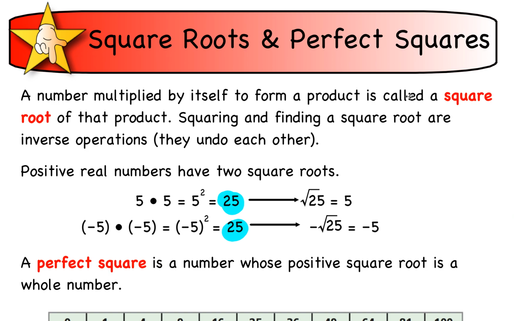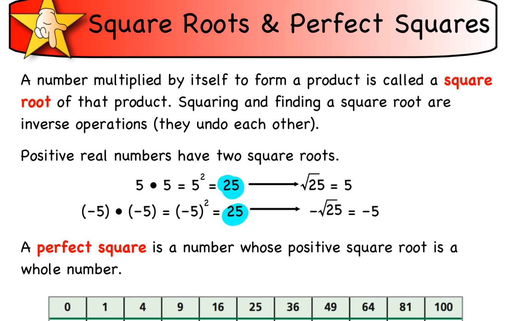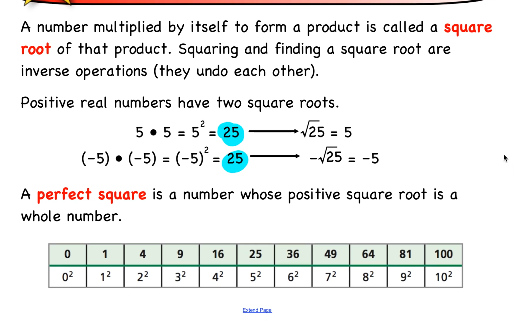So square roots and perfect squares. When you have a number that's multiplied by itself and they form a product, the number before you square it is called a square root of the product. So when we square a number and find a square root, those are inverse operations and they undo each other. It's kind of like when you multiply by 3 and then divide by 3. Multiplication and division undo each other. It's like doing nothing, right?